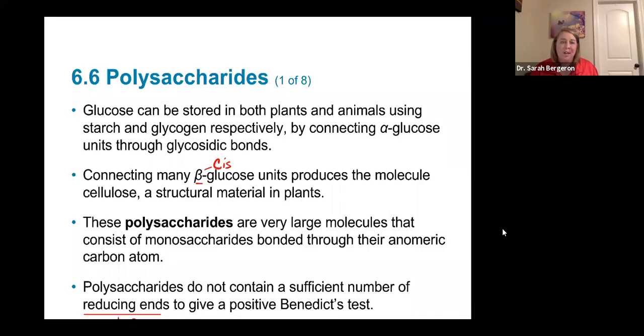All right, we are on chapter 6, section 6. So this one, we're going to start talking about polysaccharides. So we're going to start linking together our sugar units, right?